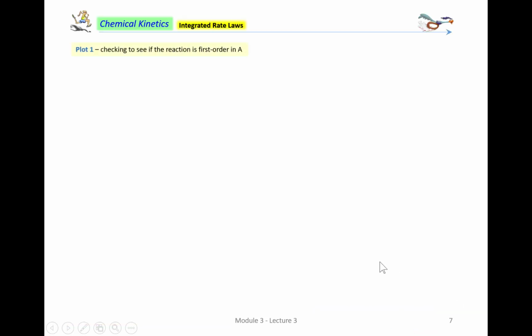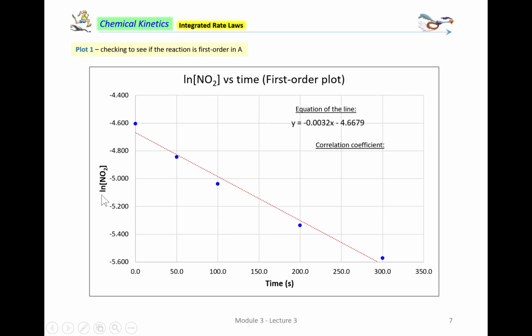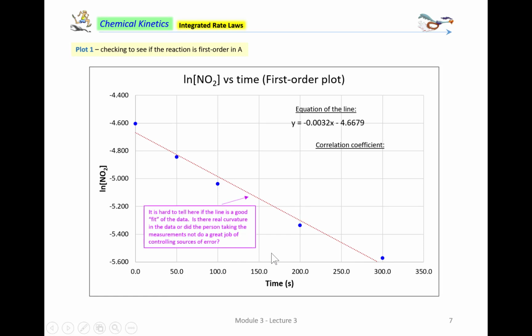Remember, plot 1 is checking to see if the reaction's first order in A. So what we're going to do is plot the natural log of the reactant versus time, and this is the result. The blue points here are our data points. The trend line is the red dotted line, and Excel gives us the equation of the line. That's the slope and the y-intercept. So we look at this line and we say, well, those points are not exactly on the line, and you have to ask yourself, is this red line a really good fit of the data? Or is there real curvature in the data, meaning it would not be a good fit? Or is this kind of curvature of the data points simply because there's some error in the analysis?